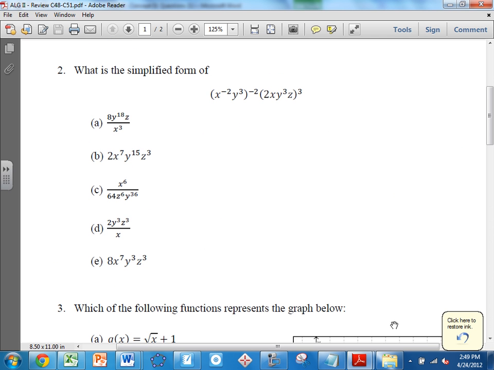Number 2. Yeah. Number 2. What are my steps here? What are my steps? Distribute. Okay, distribute what? The negative 2 and the?